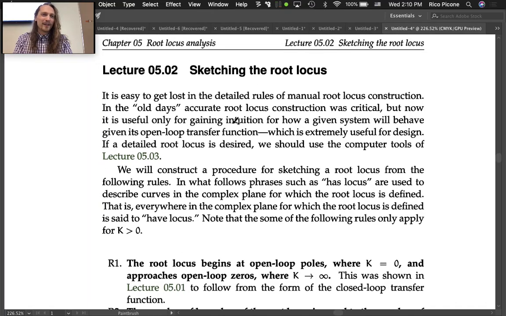I know that was all very pertinent information, but let's do section, or lecture, 5.2, sketching the root locus.